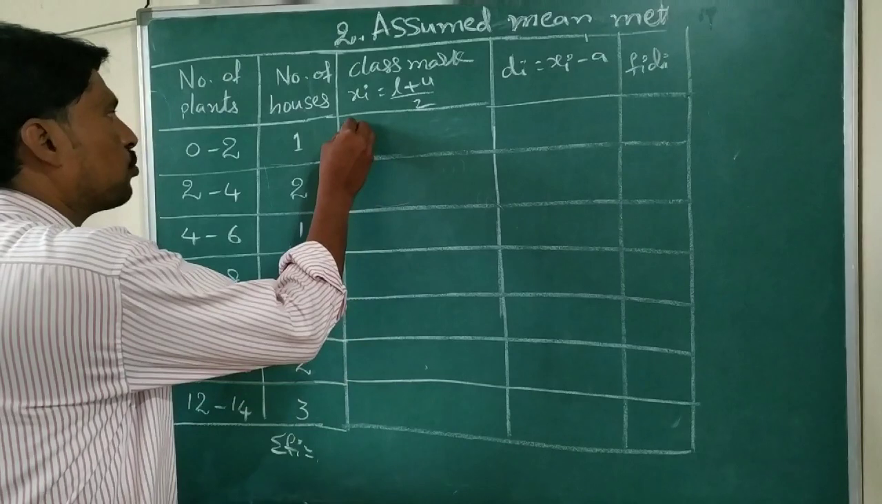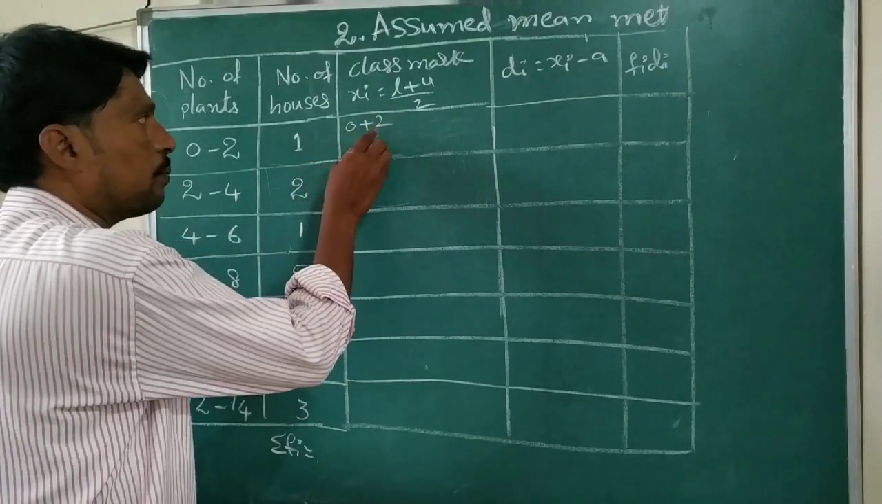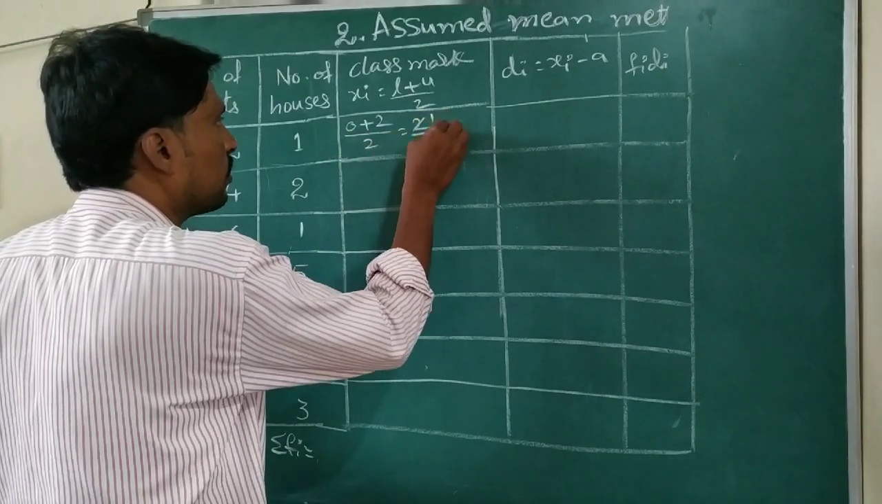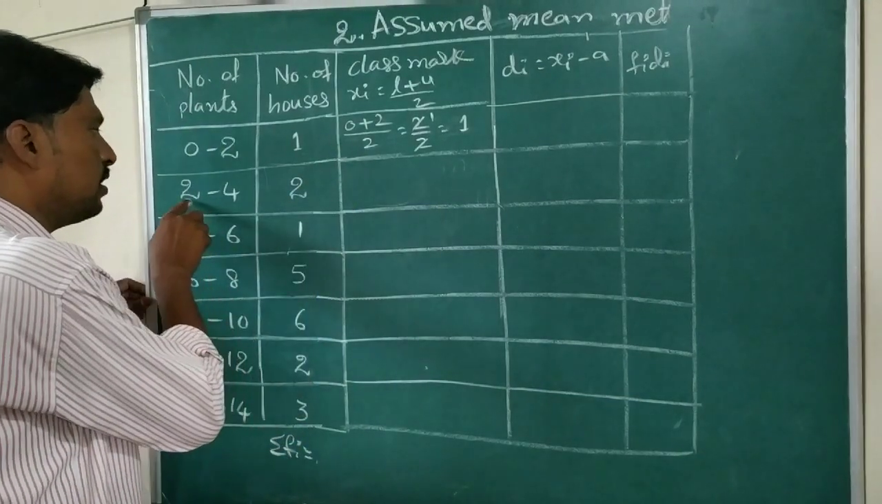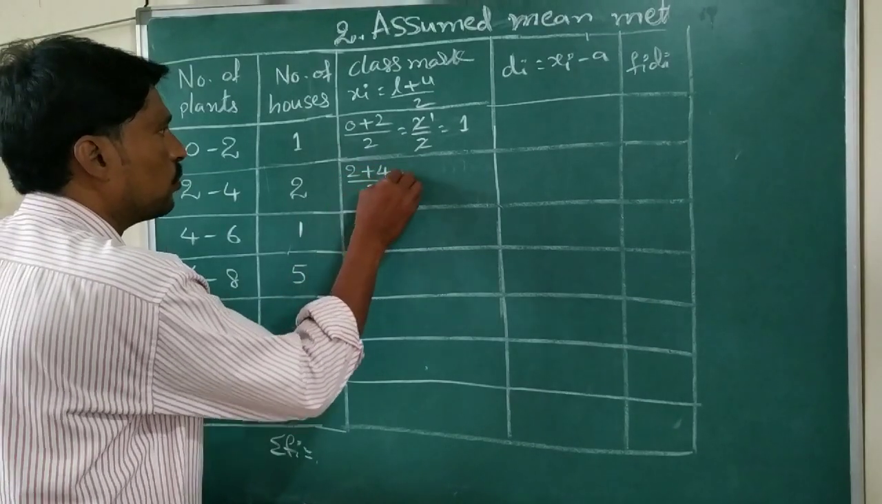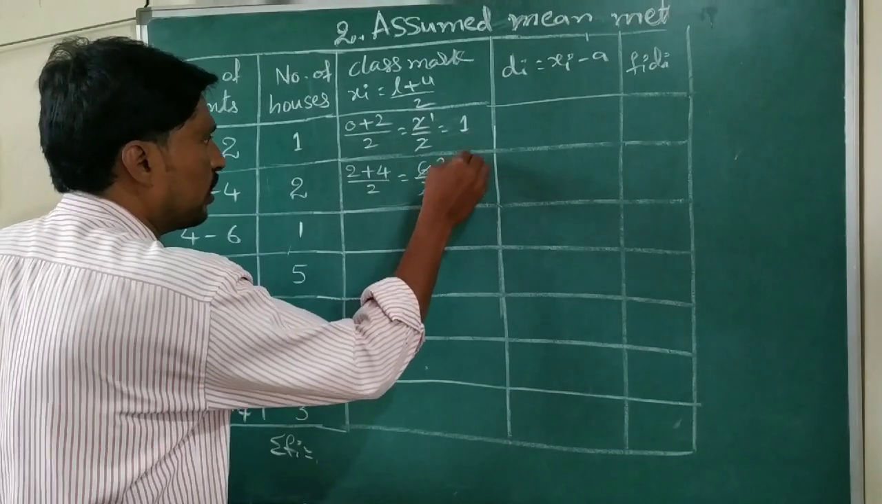Lower limit is 0 plus upper limit is 2, by 2, that equals 2 by 2. 2 1s are 2, that equals 1. Next class interval, 2 to 4. Lower limit is 2 plus 4 by 2, that equals 6 by 2. 2 3s are 6, that value we are getting is 3.